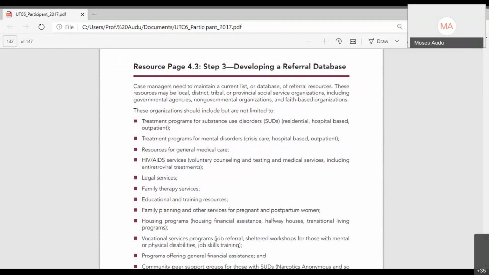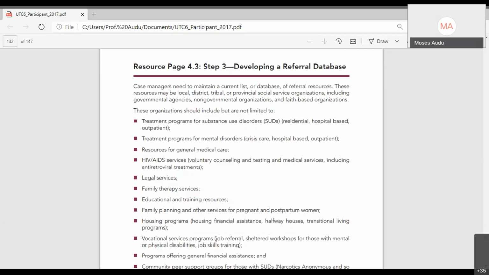Then developing a referral database, that is the resource page 4.3. Case managers list or database of referral resources. And these resources might be local, district, tribal, provincial social service organizations, including governmental agencies, non-governmental organizations, and faith-based organizations. These organizations should include, but not be limited to, treatment programs.